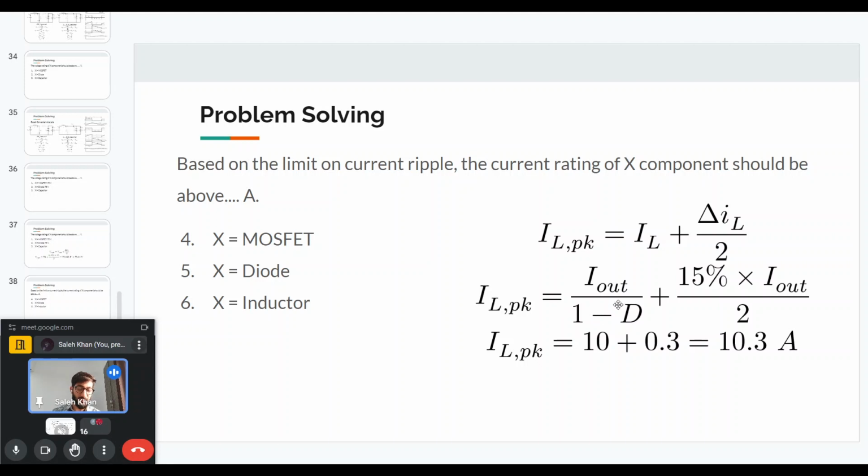And the duty in this case is 0.6 because the output voltage is 75 volts and the input voltage is 30 volts. If you find out the duty from the boost converter voltage equation, you will get that the inductor current average is 10 amperes, and then the ripple has to be 0.6 amperes, and half of that is 0.3 amperes. So the answer to this question is basically the peak inductor current, which is 10.3 amperes. So all of these, the MOSFET, the diode, and the inductor, the current rating of all of these will be 10.3 amperes.